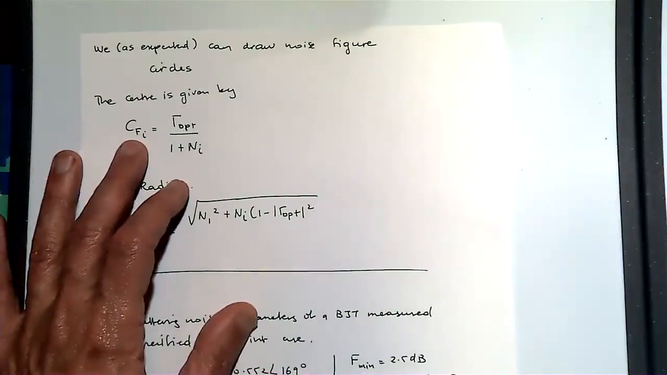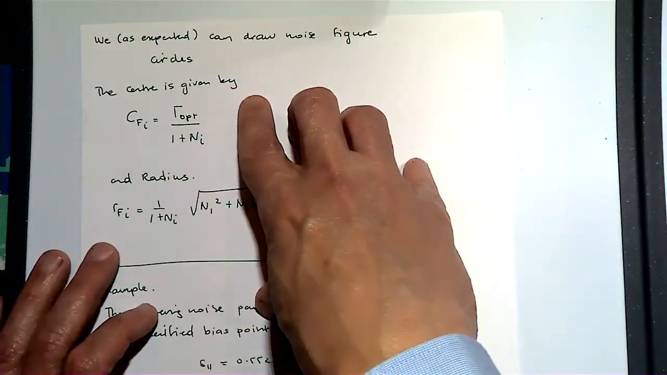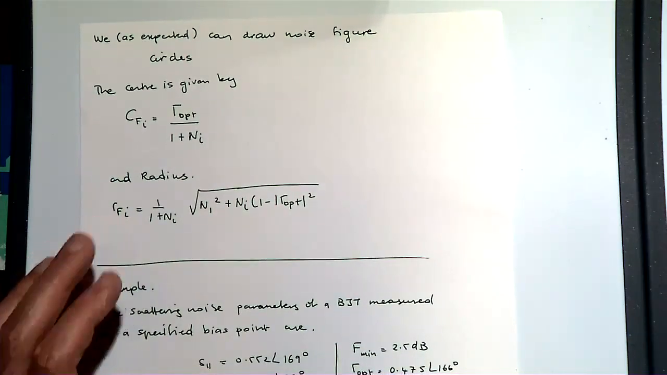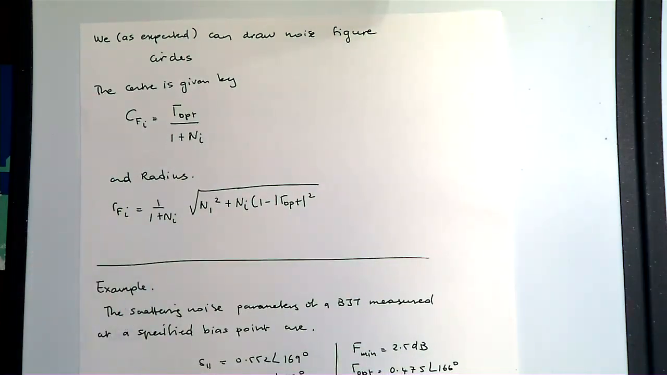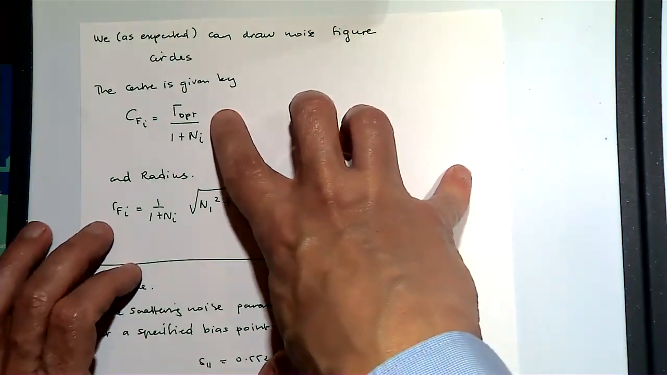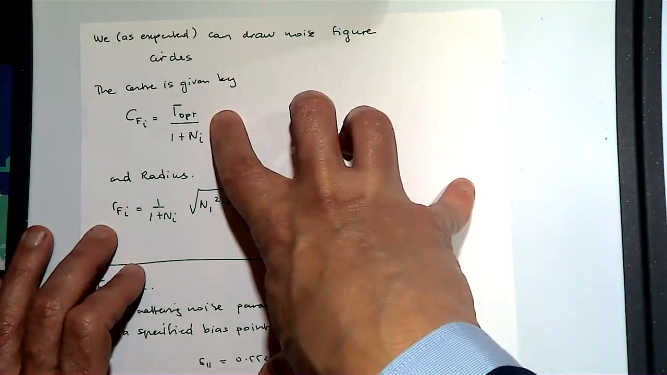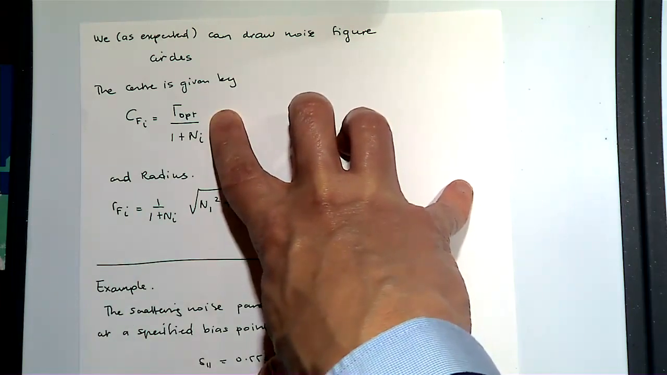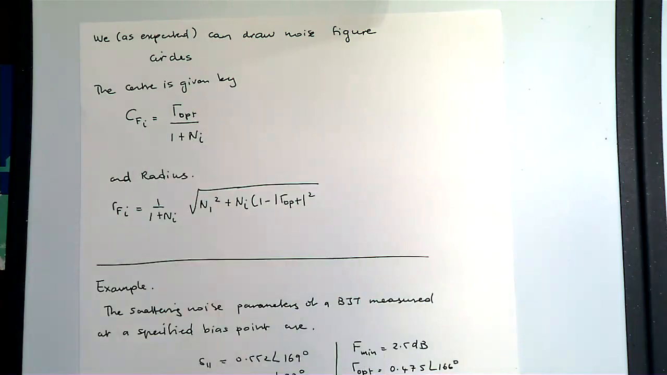Now, what we're showing here is that if we choose some other value, or we're trying to determine some other noise figure values rather than the optimal noise figure value, we're able to draw a sequence of circles which represent these other noise figures. It's equivalent or analogous to what we did in gain, right?